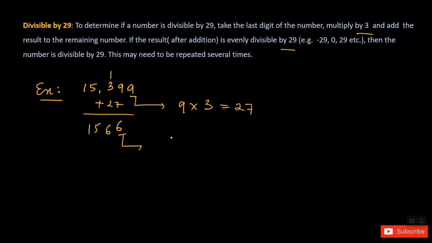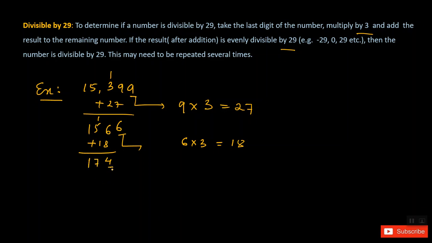Again take the last digit, that is 6, times 3. We're going to get the result as 18. Add this 18 to the remaining. 6 plus 8, 14. So 14 is a 4, carry forward 1. 1 plus 5 is 6. 6 plus 1 is going to be 7 and 1 as it is.